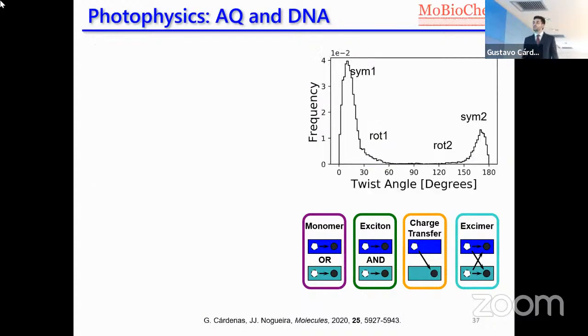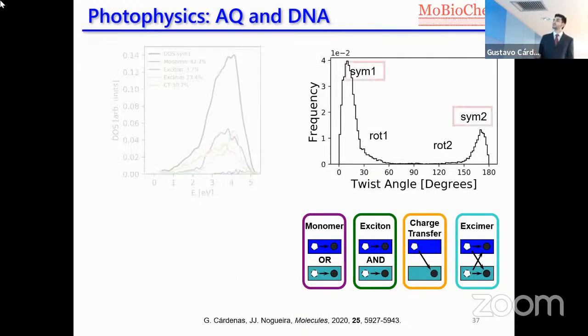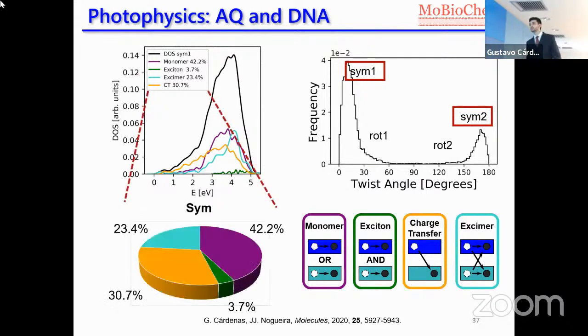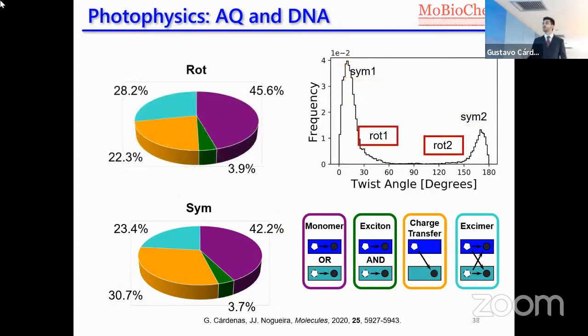Okay, so let's go back to the results. What we did here was to consider these two situations, the symmetric and the rotated. Let's first see the density of states of the symmetric situation. In this case, where we have the contributions of the four types of excited states, what we can see here is that the monomer contribution is 42%, whereas the charge transfer is 34.7%. So these are the predominant contributions. Now, what happens when we move from the symmetric to the rotated one? Well, a surprise, more or less: the rotated conformation provided us with a larger monomer excited state contribution, 45.6%, whereas the charge transfer reduced from 30 to 22%.